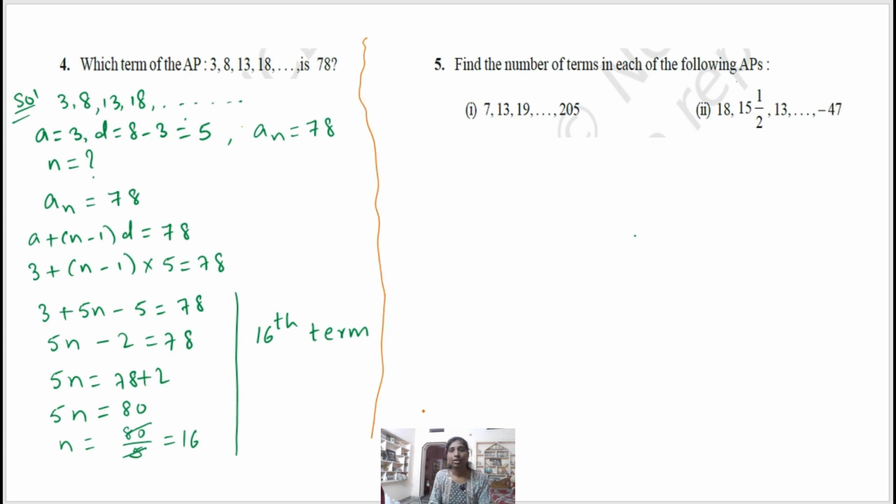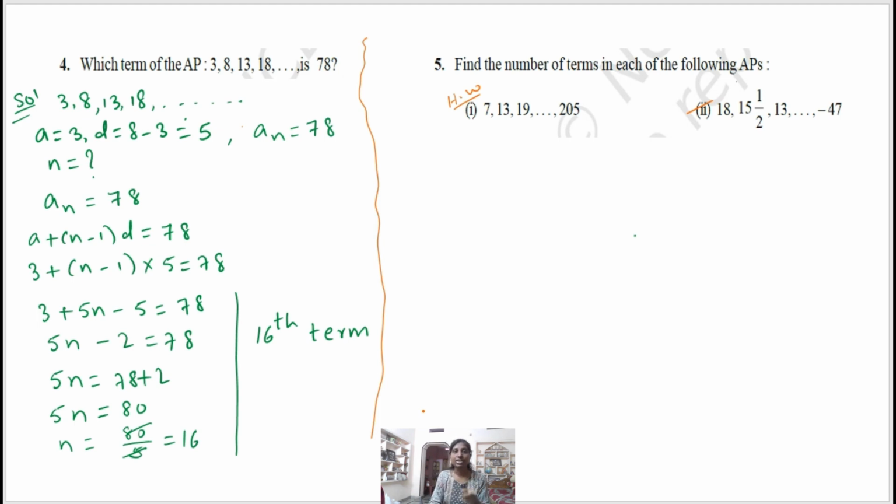So here, find the number of terms in each of the following APs. This is your homework question. I will solve this second question. Find the number of terms in each of the following. It means we have to find out n here.